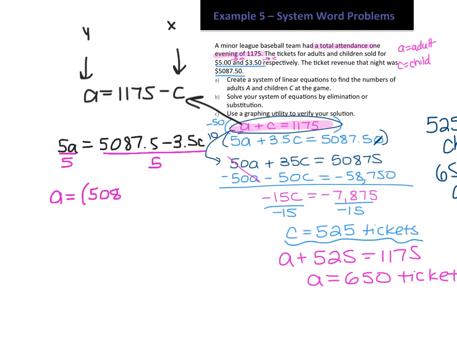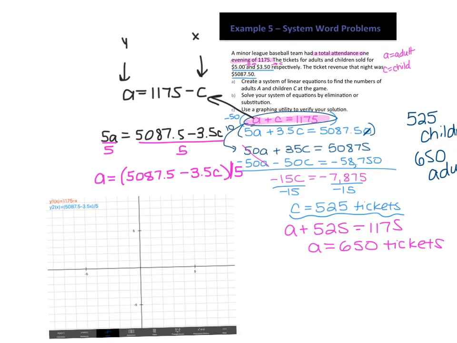So 5,087.5 minus 3.5C, that's going to be my x, divided by 5. That can be typed in the calculator exactly the way that it is. So when I typed in my equations, which are here at the top, and I hit graph, this is actually what it looked like. I had a blank graph. And if you zoom out a little bit, like your normal negative 10 to 10, negative 10 to 10, you would still get a blank graph.